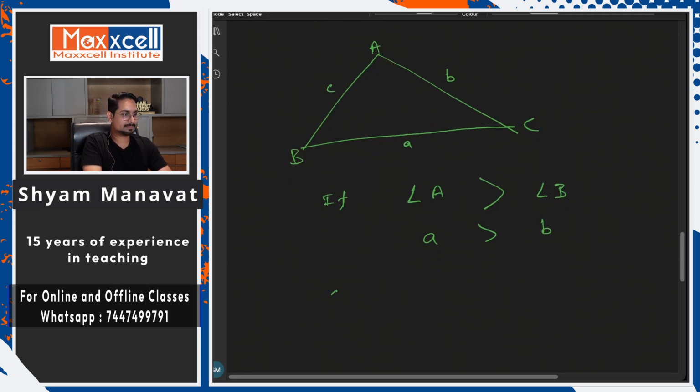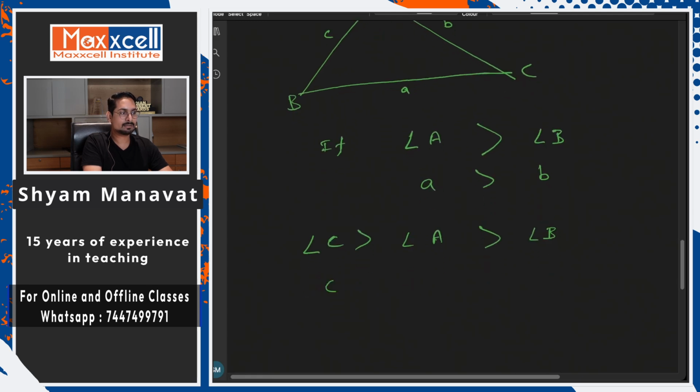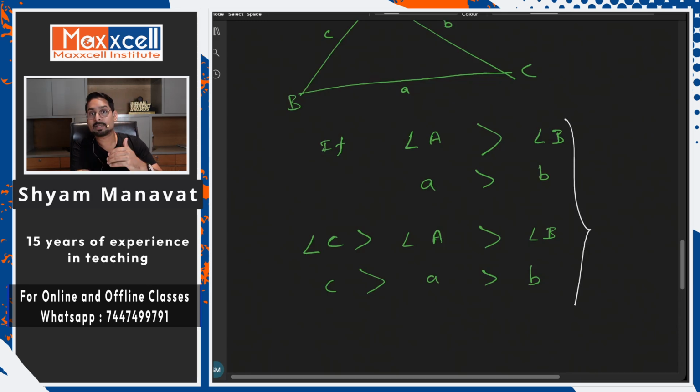If I say angle C is greater than angle A is greater than angle B, in that case we'll say side C will be greater than side A will be greater than side B. Now, one thing to keep in mind, friends, this will not be in the same ratio. Keep in mind, this will not be in the same ratio.